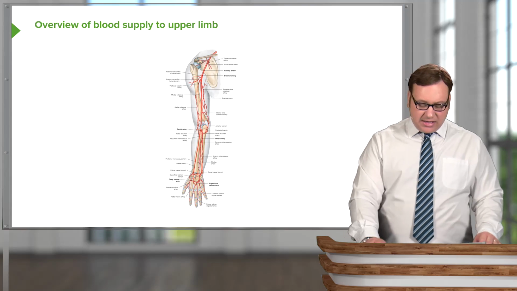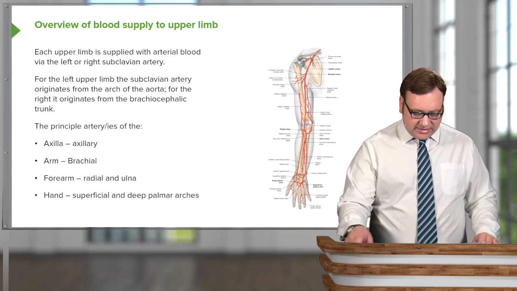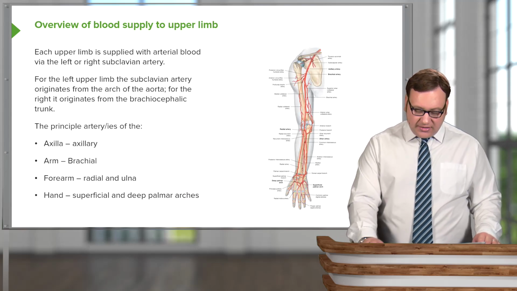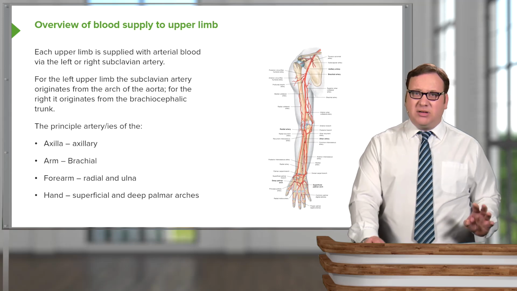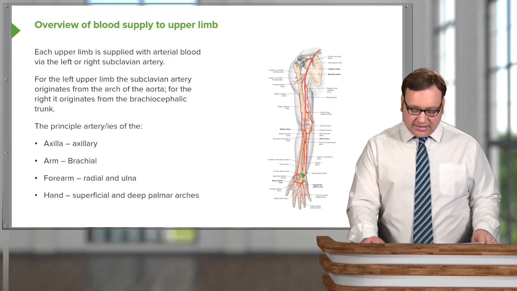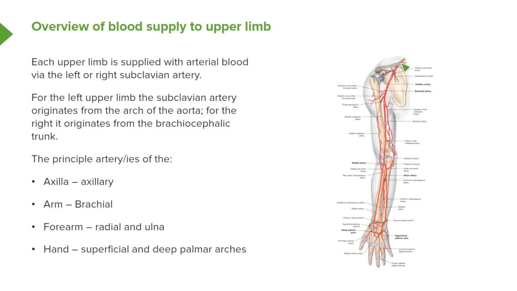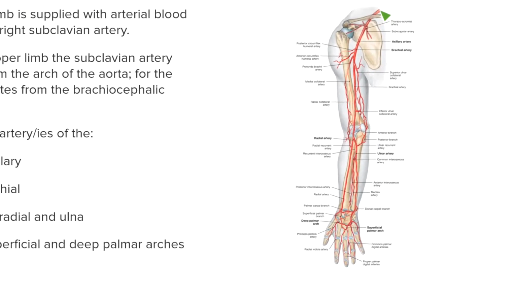So here we can see we have a nice overview of the blood supply to the upper limb in this diagram. It is a right upper limb and we're looking at the anterior surface. And we can see that each upper limb is supplied with arterial blood that is coming primarily from either the left or the right subclavian artery. So here we can see above the clavicle we have the subclavian artery, and on the left hand side this is a direct branch of the aortic arch, and on the right side it's the bifurcation of the brachiocephalic trunk.